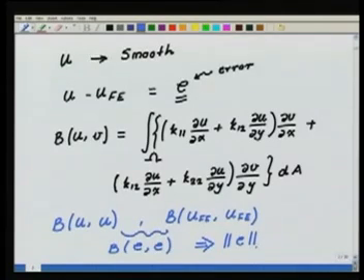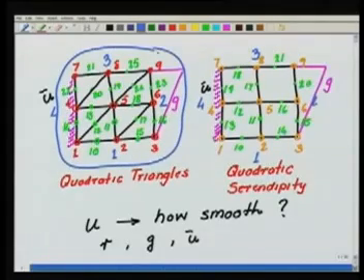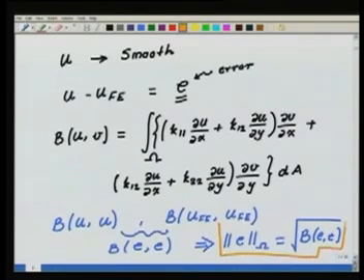Let's denote it by double lines, defined over the whole domain, which is our domain. This is my domain omega. So it is defined over the whole domain. This thing is equal to nothing but the square root of B(e, e). So we are going to define this quantity, which is the energy norm of the error.